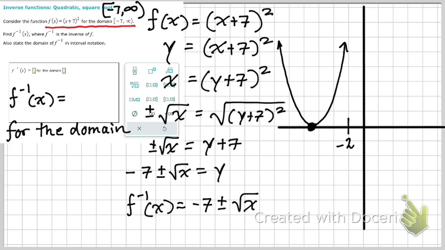So all of these values over here, I don't want, because they're less than -7. Those are x values less than -7. So the actual graph of this looks like just the right half. So I'm going to take away the left half, and that's it. So that's the actual function, f of x equals x plus 7 squared, for values of x from -7 to infinity.